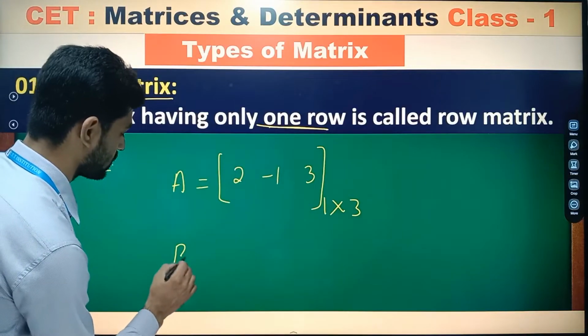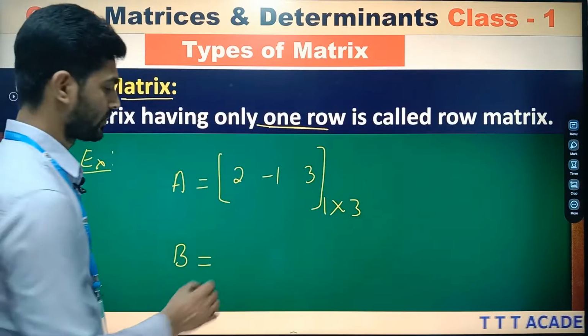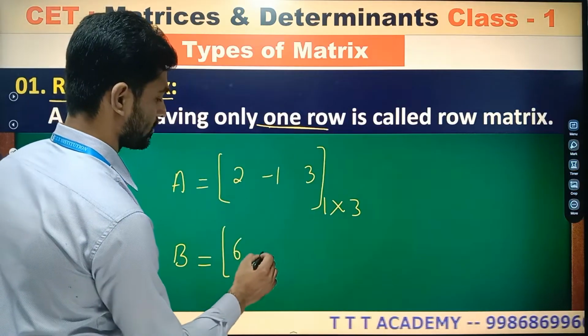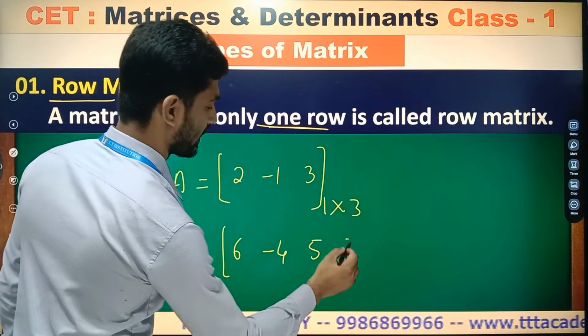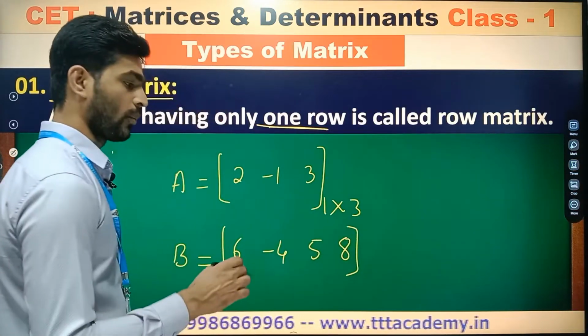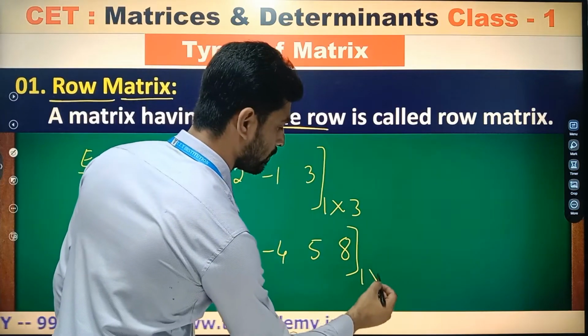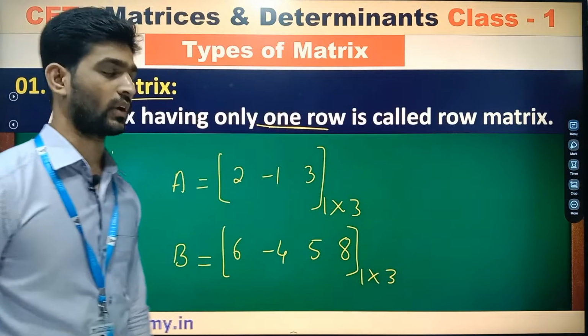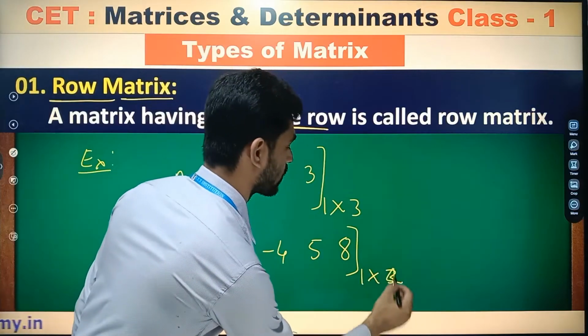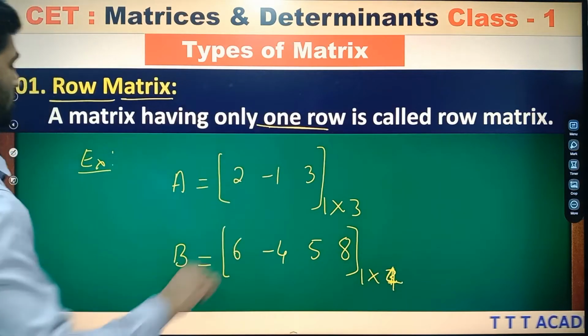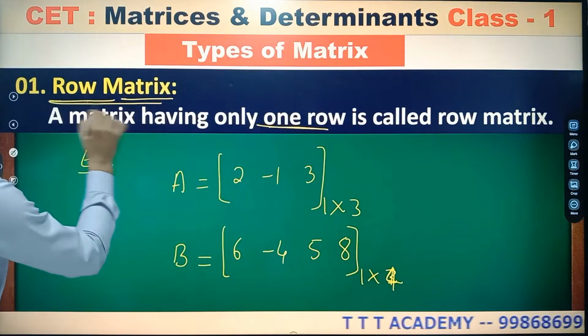Another example, suppose B equal to 6 minus 4 5 8. So how many rows here? Again only one row, but 4 columns. One row into 4 columns. There are 4 columns here. That is what the types of matrix with respect to row matrix.